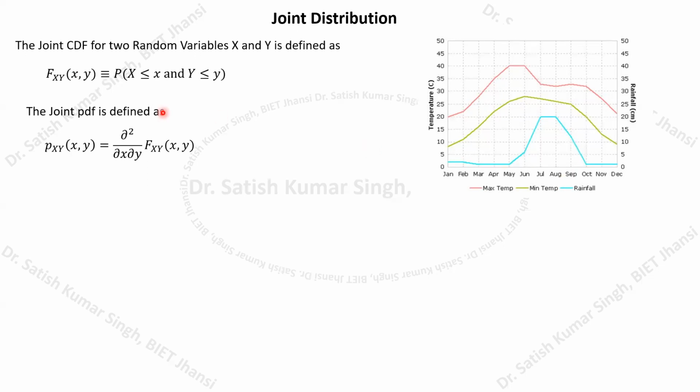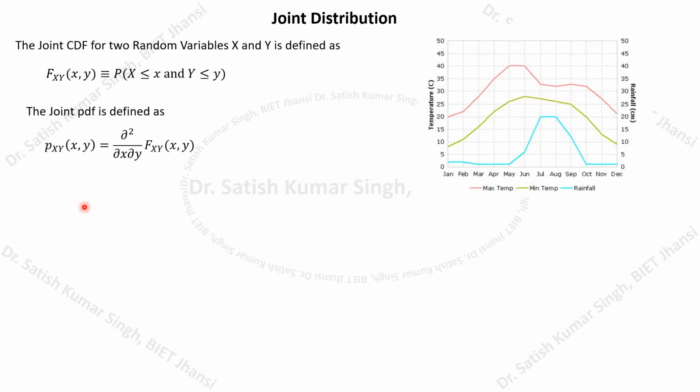This way we can understand that we are having two random variables, and mostly these two random variables have a certain dependence, right? So at that time we have to define the joint probability. This way we can have the joint CDF. This is the mathematical definition, and this way we can define the joint probability density function.